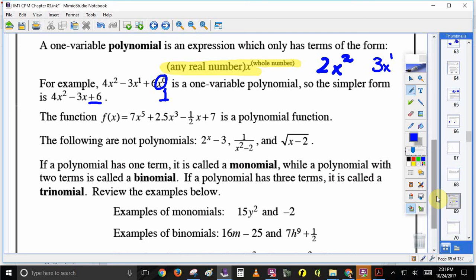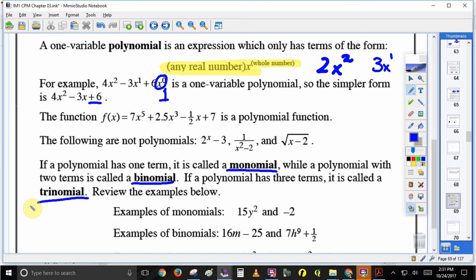If a polynomial has one term, it's called a monomial. A polynomial with two terms is called a binomial. If a polynomial has three terms, it's called a trinomial. So mono means 1, bi means 2, and tri means 3. So that should help you remember those.